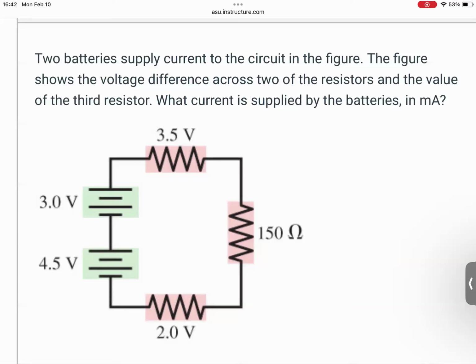That is how many volts are lost in that resistor. Note the units, by the way. I tell you the voltage drop across the top and bottom resistors. That's not the resistance.